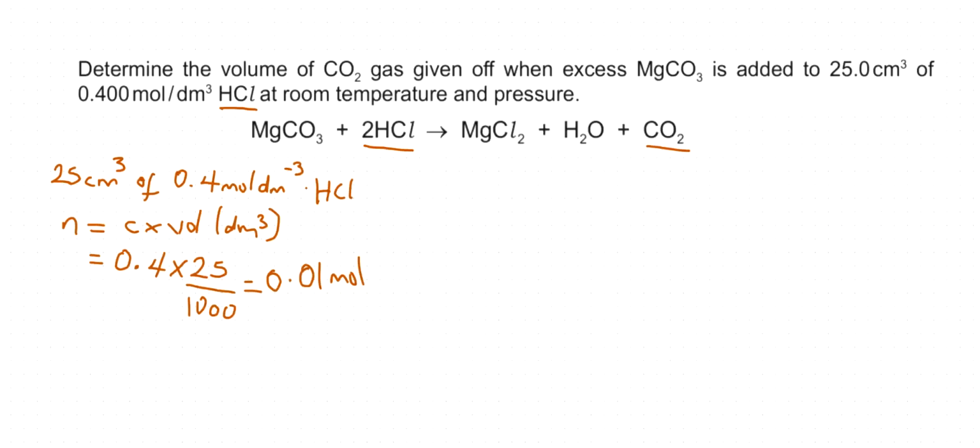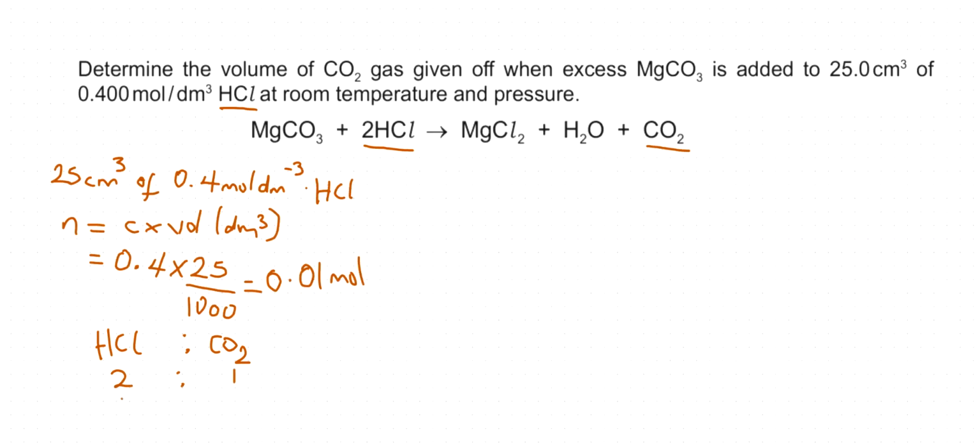Having calculated the number of moles of hydrochloric acid in this question, we proceed to compare the two substances that we need, the hydrochloric acid with the carbon dioxide. From the stoichiometric equation we have there, 2 moles of hydrochloric acid will give us 1 mole of carbon dioxide. So we put the mole ratio there, that's 2:1.